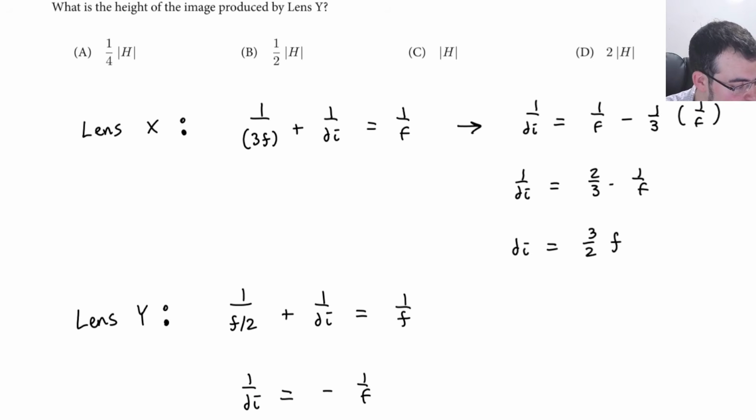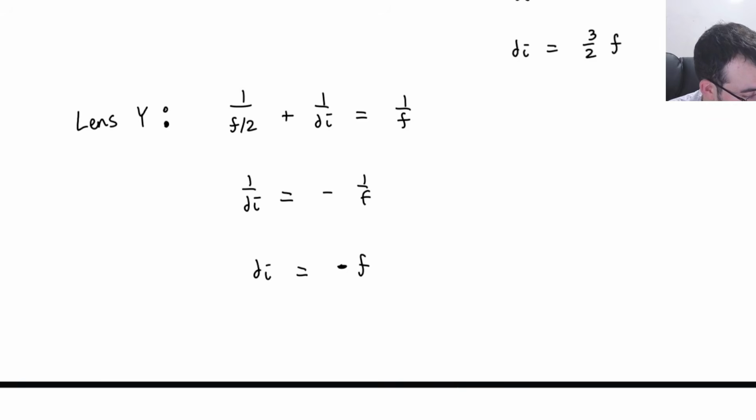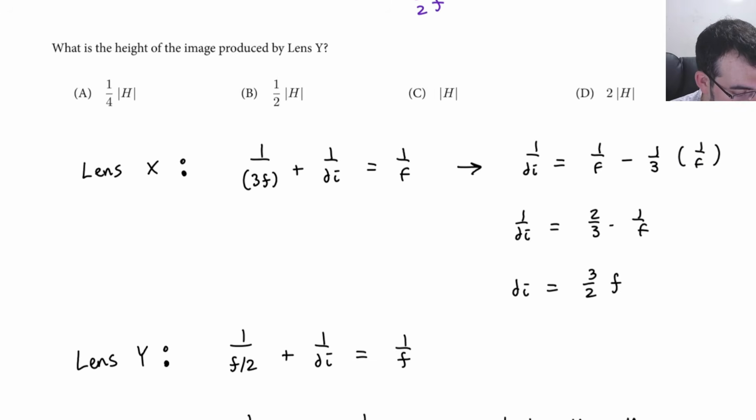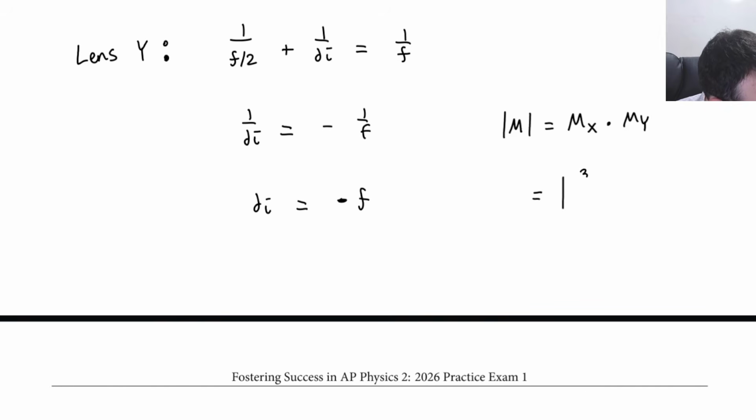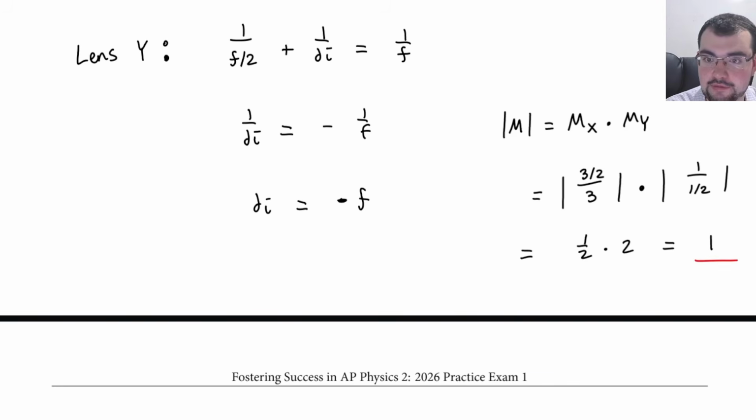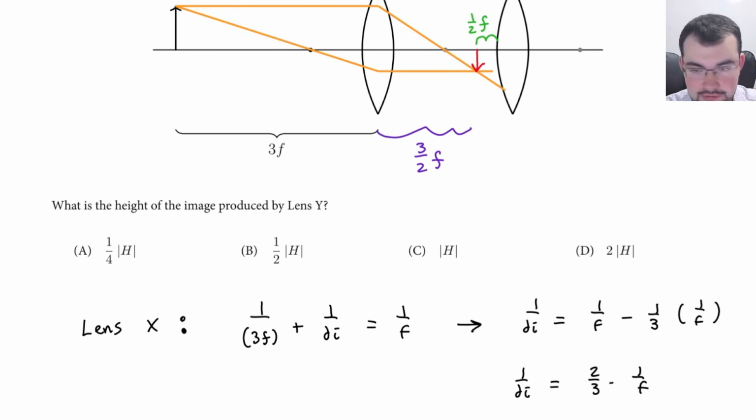So all of this is to say, we now can just do our magnification. Our total magnification is going to be the magnification from x times the magnification from y. From x, our image distance was 3/2, and our object distance was 3. And from y, our image distance was 1, and our object distance was 1/2. So we get 1/2 times 2, which is equal to 1. So actually, the two lenses have these sort of opposite effects happening. So there was no net magnification.